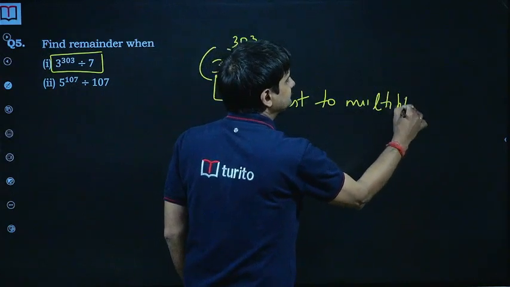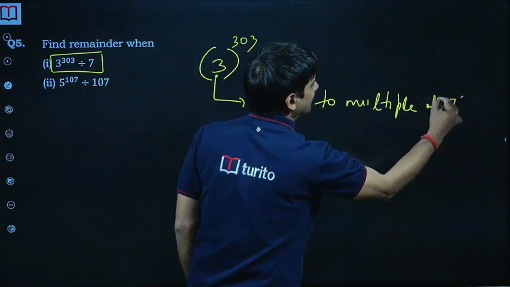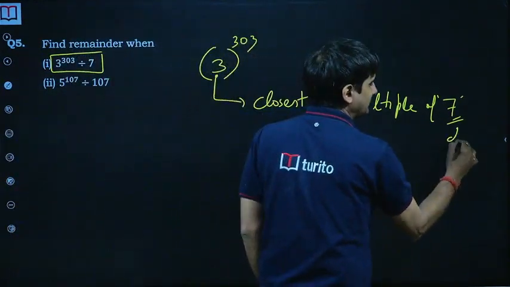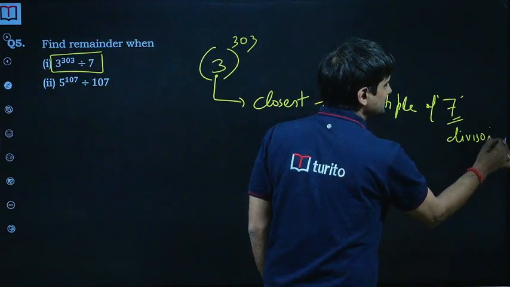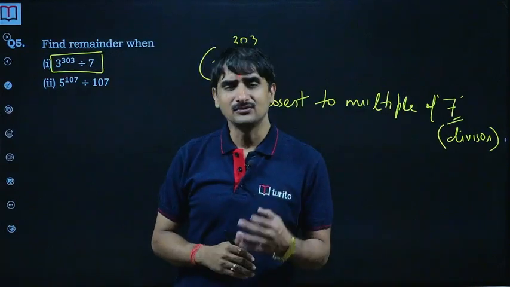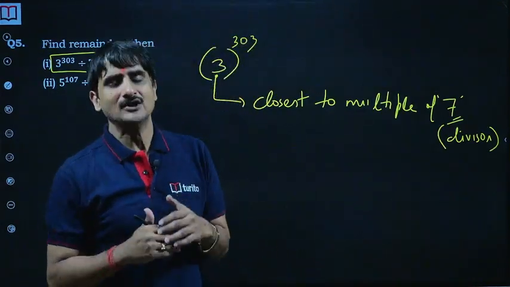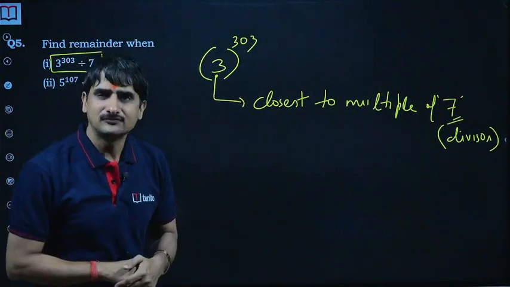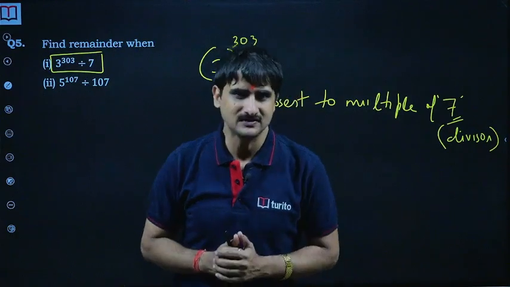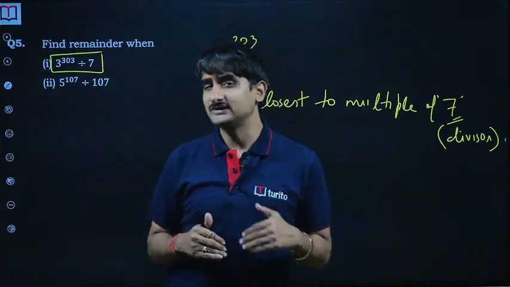a multiple of 7, closest to a multiple of the divisor. Okay, so what is it? So that's the divisor. The approach is simple: try to express the base of the dividend closest to a multiple of 7. Now you start counting in the powers of 3. 3 square is 9, the difference between 7 and 3 square is 2. So let's try one more. So 3 cube is 27.